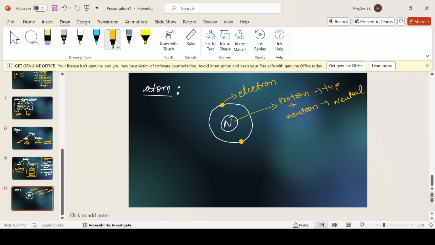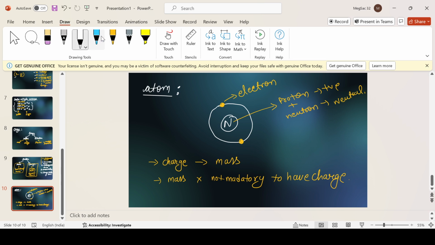Okay, so this is a very important part which will help you a lot. See, if anything has charge in it, then it is compulsory to have mass. That means if a body has charge, then it will definitely have mass. But if a body has mass, then it is not mandatory to have charge. How can we prove this? Here is the example given already.